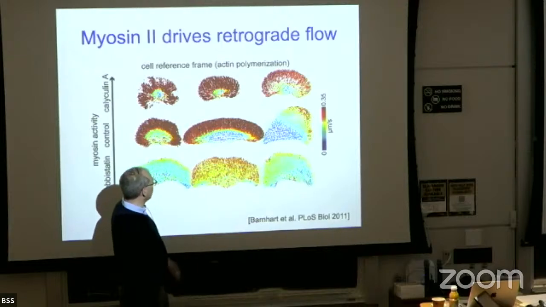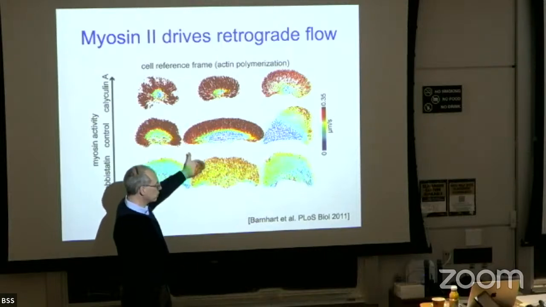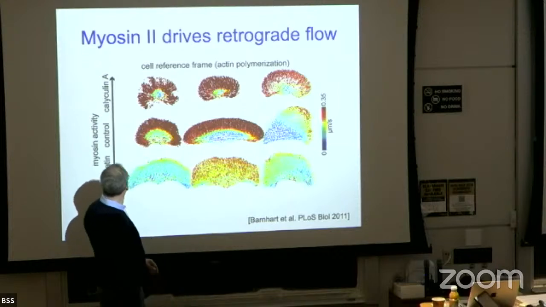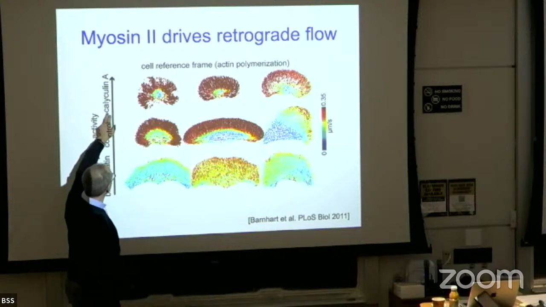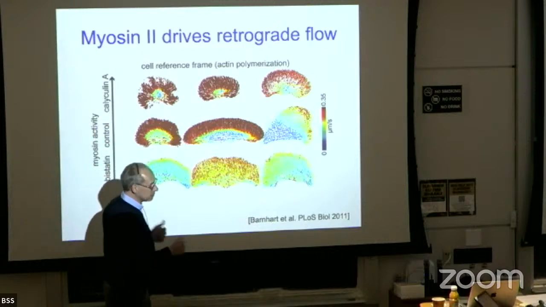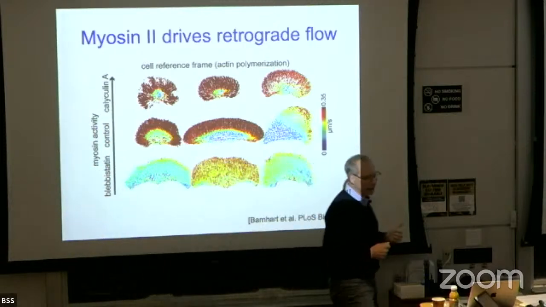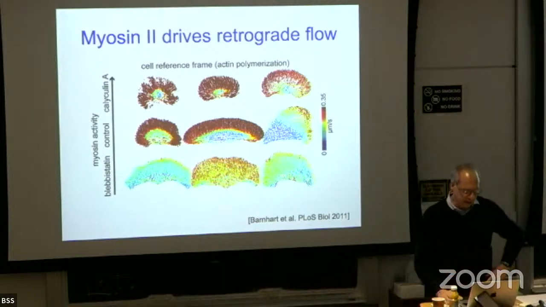Okay. Of course, there's always polymerization in the front. This is the other large component. And if you go the other direction, you can give a compound which is called calyculin. You actually make the myosin cycle like crazy, and then the flow becomes even faster, and you see that also cell shape changes a lot.